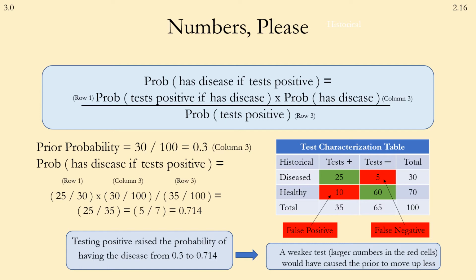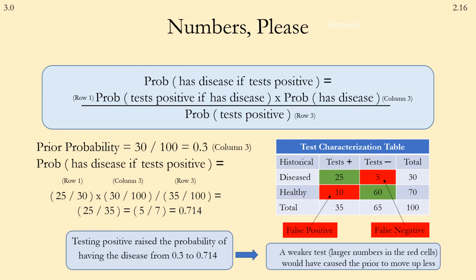Next, we need to look at what the probability is that the person tests positive if they have the disease. That's this term here. And to do that, we just look at row 1. Okay, so of all the people that are diseased, 30 of them, 25 will test positive and 5 will test negative. So this term here, which is shown here, is 25 out of 30. Okay, that's the probability that we'll test positive if we have the disease.